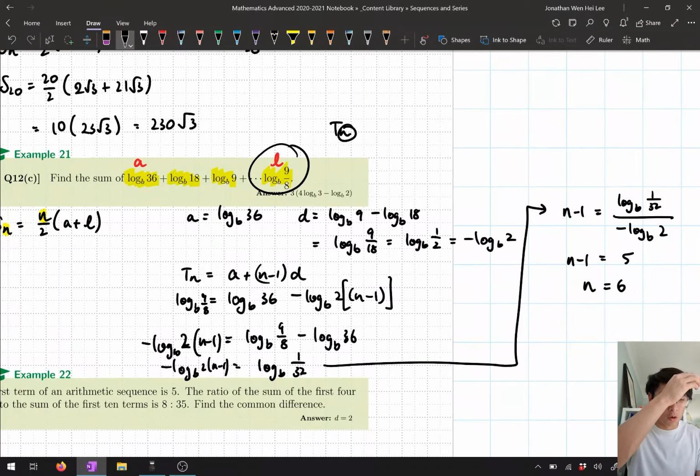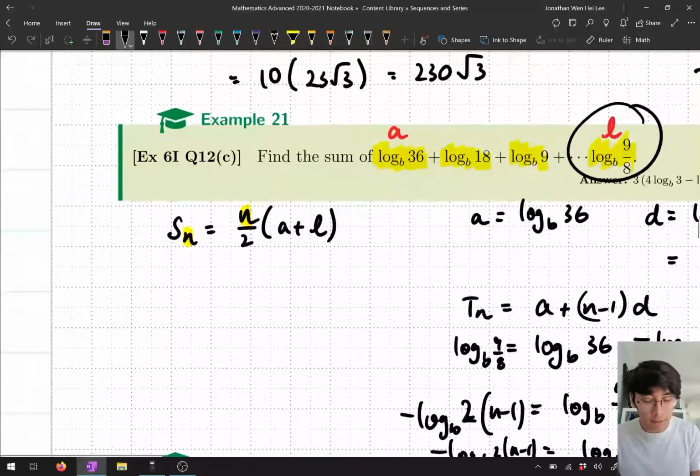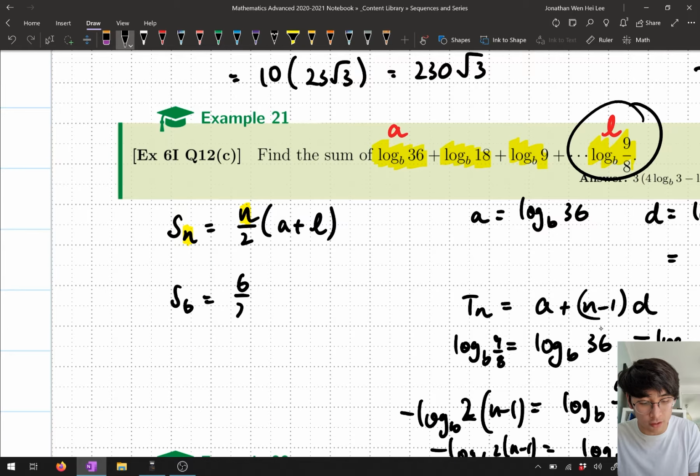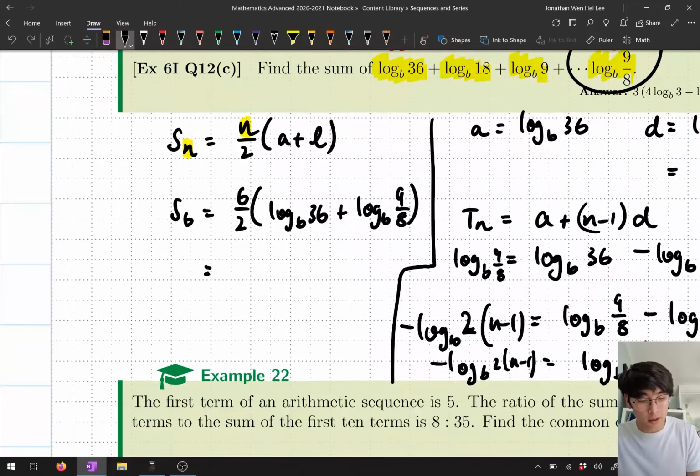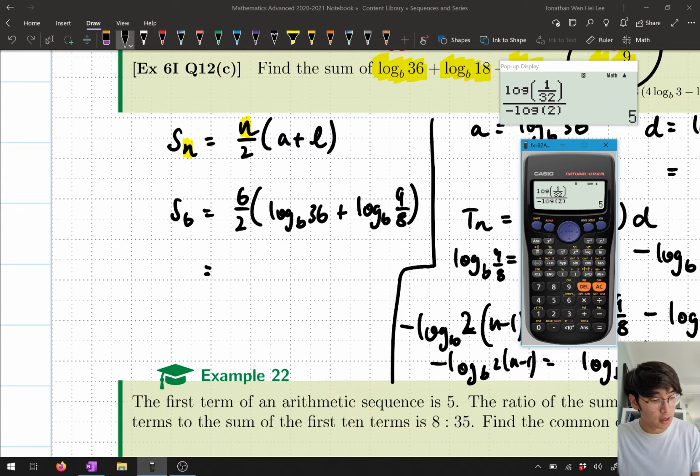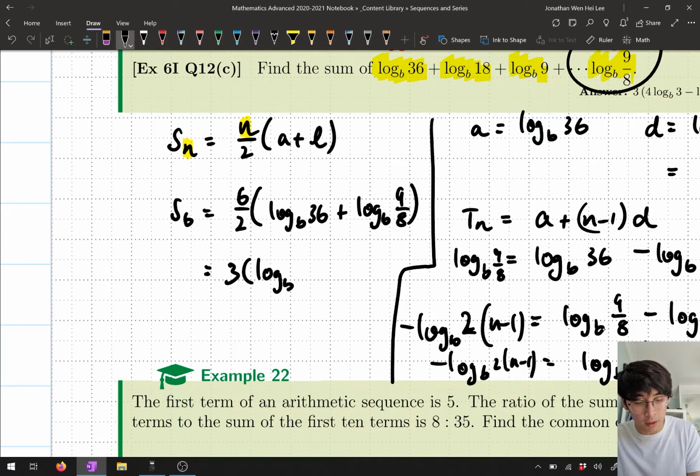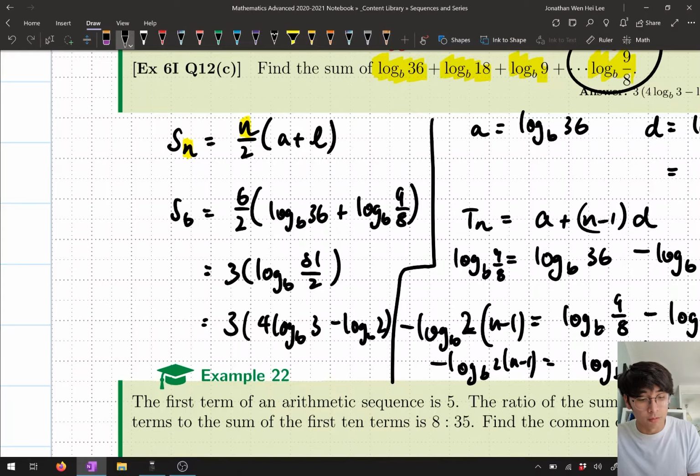And so for this particular question, bring it all the way back here, what we want to find is the partial sum of the first 6 terms. So that's 6 over 2 times log b 36 plus log b 9 over 8. When you add logs, you multiply them together. So this becomes 36 times 9 over 8, which gives you 81 over 2. So this is 3 log b 81 over 2. And you can simplify this further. I think the final answer you could get is 4 log b 3 minus log b 2. So the partial sum of the first six terms is going to give you this.